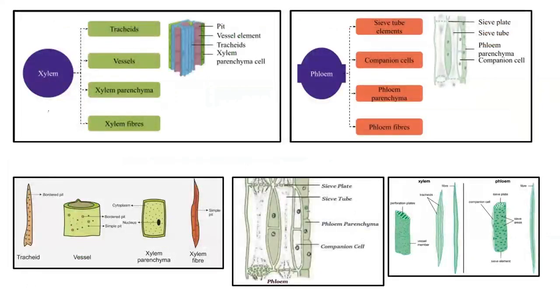Then we move on to the individual components of xylem and phloem. Now you know that xylem includes tracheids, vessels, xylem parenchyma, and xylem fibers.